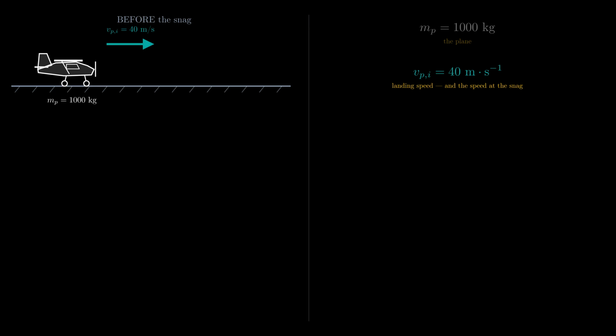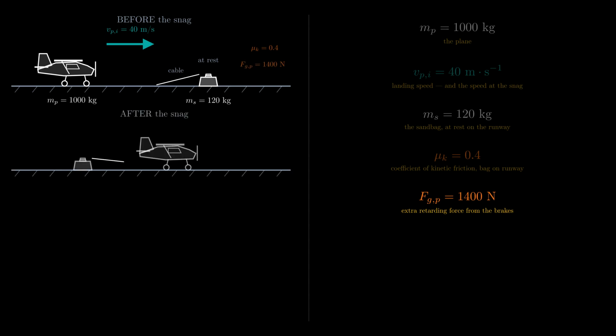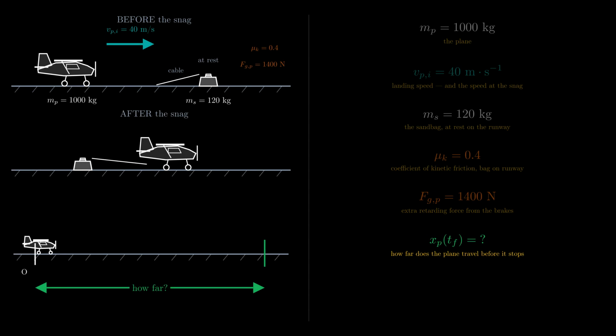A hook on the plane snags a cable attached to a sandbag of mass 120 kilograms, resting on the runway, and it drags the bag along. The coefficient of kinetic friction between the sandbag and the runway is 0.4, and the plane's brakes supply an extra retarding force of magnitude 1400 newtons. How far does the plane travel before it comes to a stop?